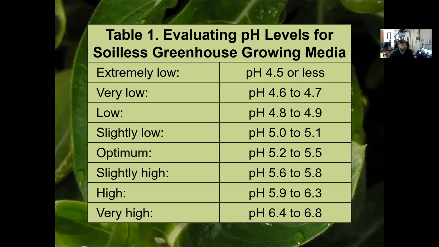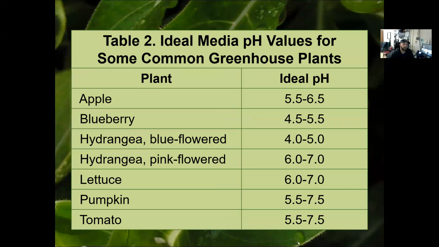Moving on, at our second table here, those are ideal media pH values for some common greenhouse plants. We have anything from apples to tomatoes, but what we'll mainly be focusing on here is greenhouse plants and ornamentals. Our main focus should be the hydrangeas, the blue flowered and the pink flowered, but you will notice that you want more acidic soil for those blue flowered hydrangeas compared to the pink flowered ones. If you can grow a really nice blue flowered hydrangea, you can pretty much grow anything in a greenhouse.